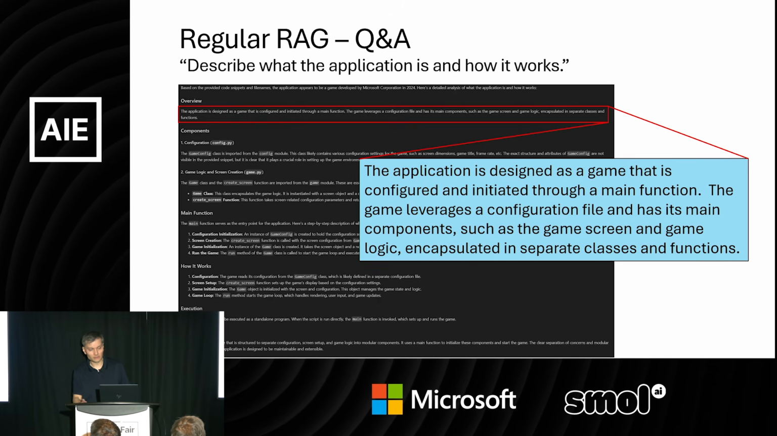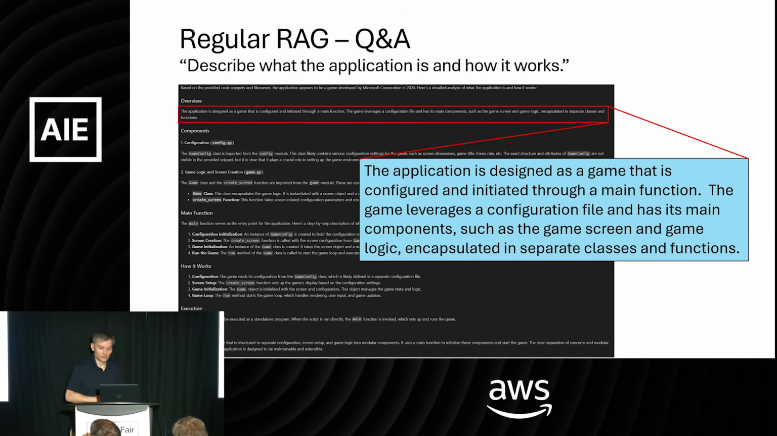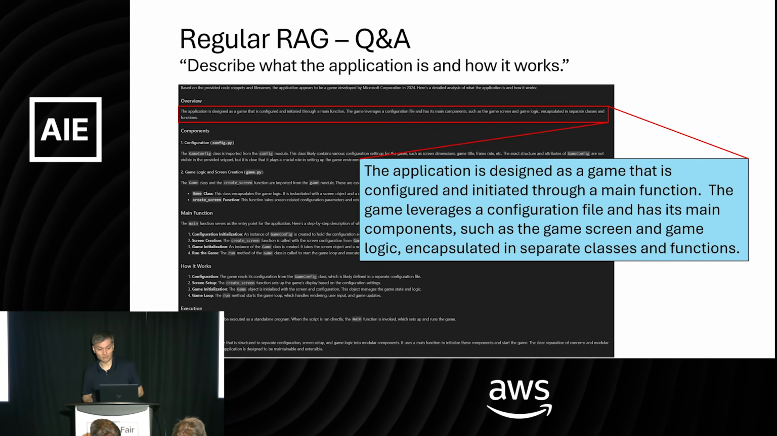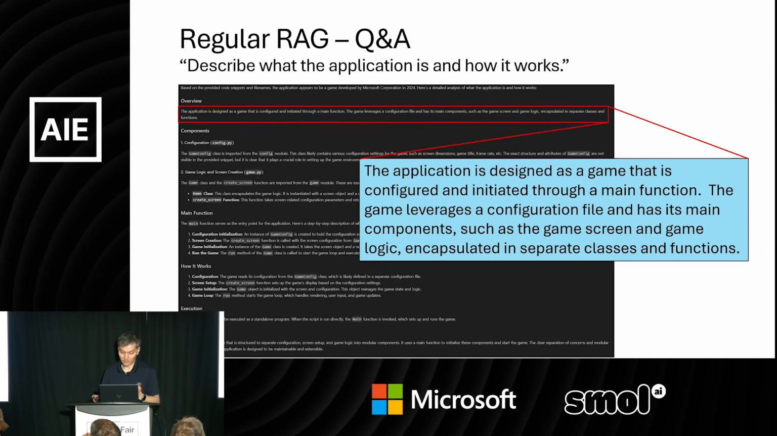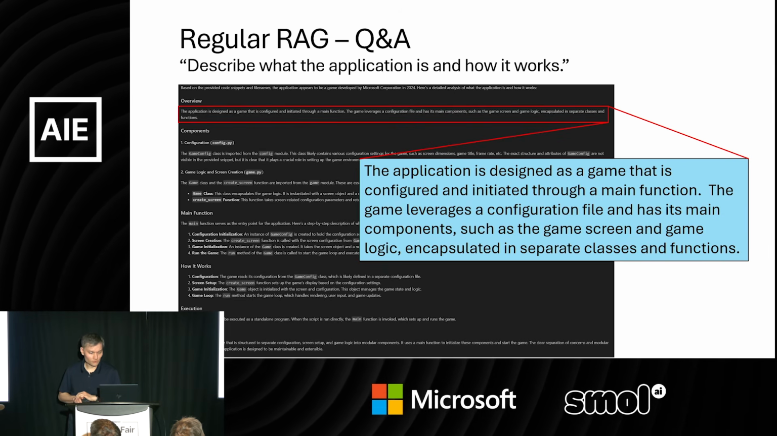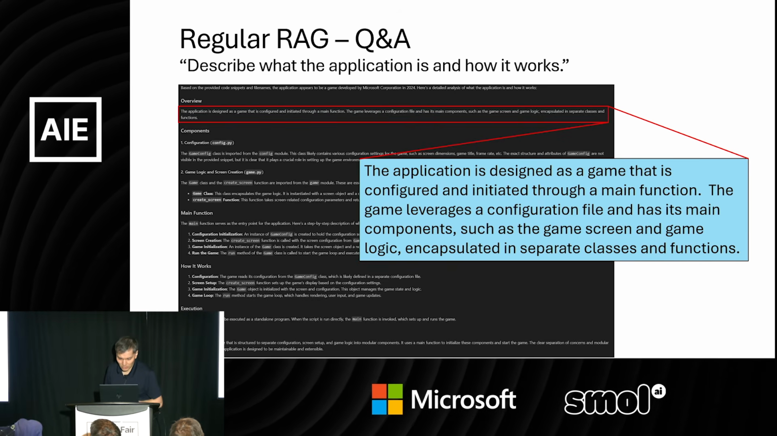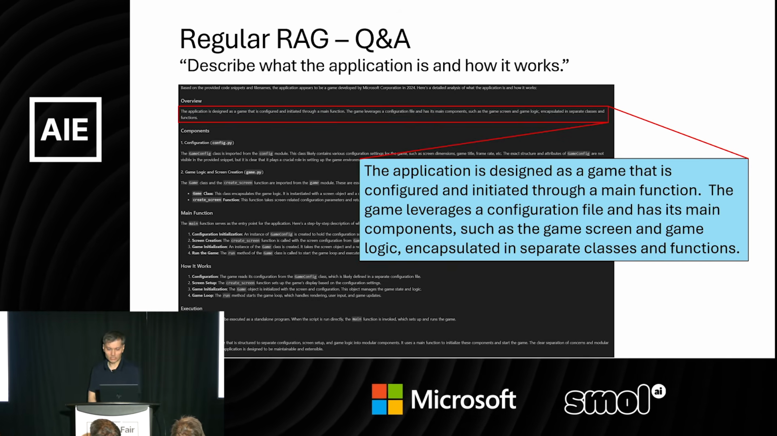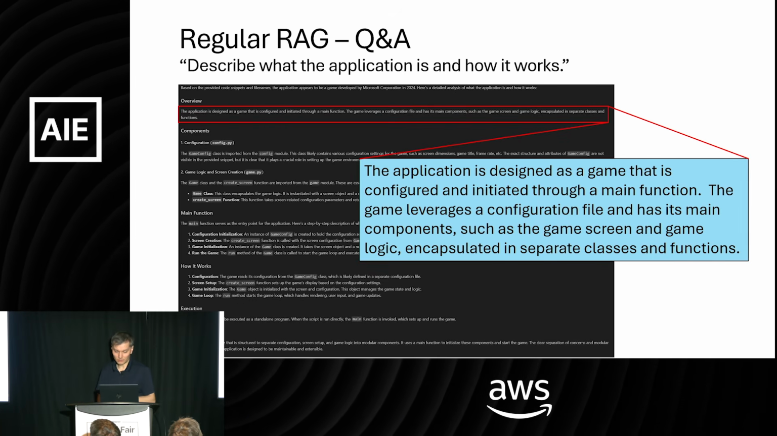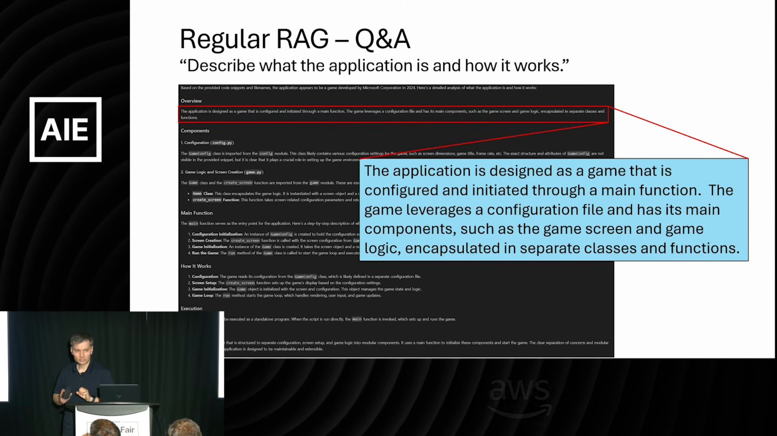So with that as background, let's take a look at what happens if you use typical regular RAG over the top of this. If you're using one of the tools that help analyze your code, this is the type of answer you might get back. We ran this through a regular RAG system and asked it, describe what this application is and how it works. Just to read it to you, because it's too small to read: the application is designed as a game that is configured and initiated through a main function. The game leverages a configuration file and has its main components, such as the game screen and game logic, encapsulated in separate classes and functions. Totally useless.